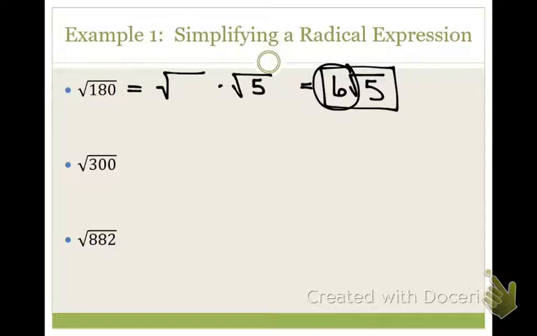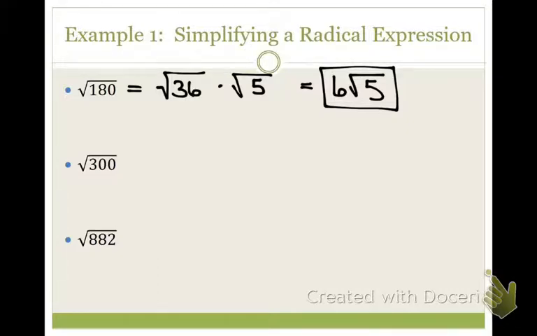36. So we're going to backtrack. If 6 is the square root that I took out of the radical, that means 36 had to be under the radical in that middle step. Okay? Hang in there with me. All right? Here's why this makes sense.